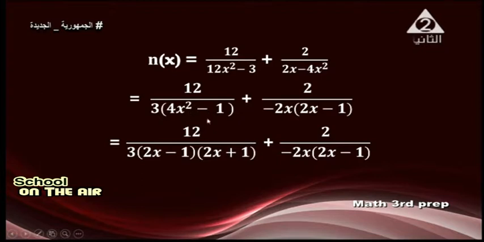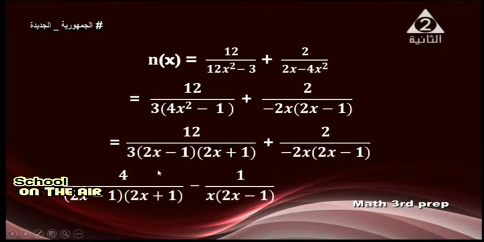The denominator here is 4x squared minus 1, the difference between two squares. Square root of the first is 2x and 2x. Square root of the second is 1 and 1. One of them positive and the other negative. Plus, same. Before we simplify anything, we must find the domain.